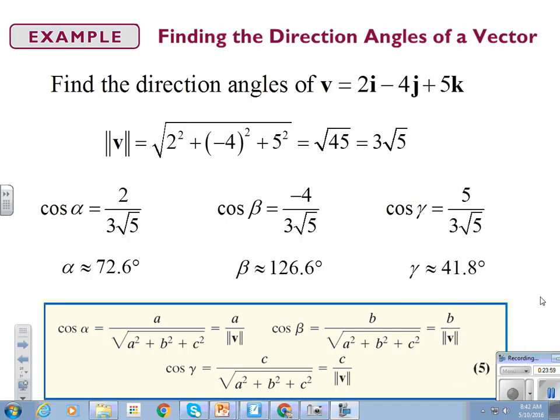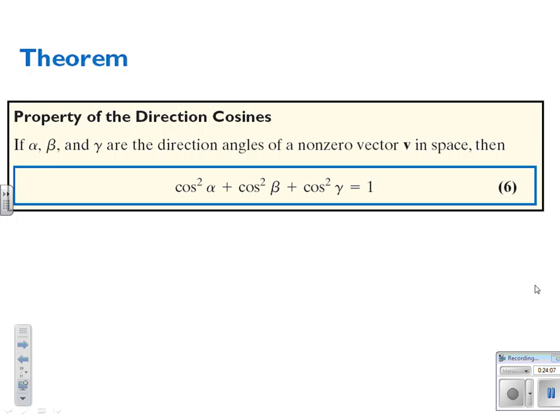All right, so a property of direction angles is similar to our identity for trigs, but a little bit different because there's no sine. So cosine squared alpha plus cosine squared beta plus cosine squared gamma is equal to 1.